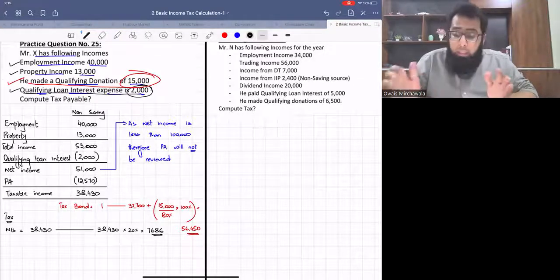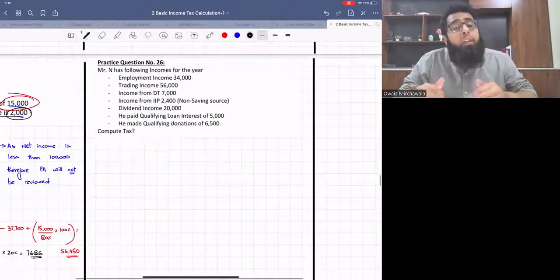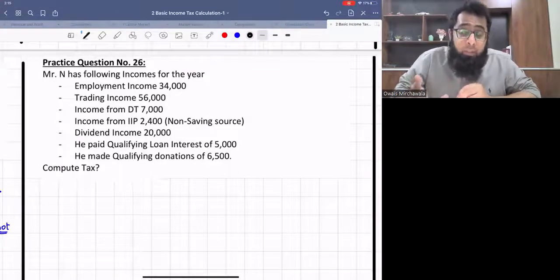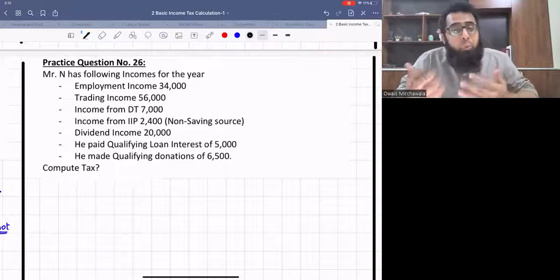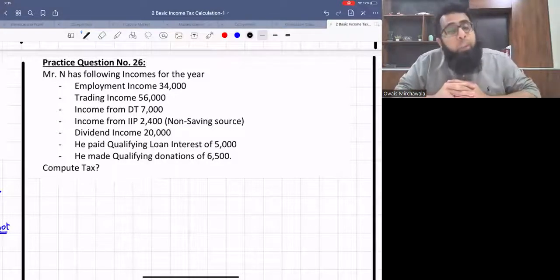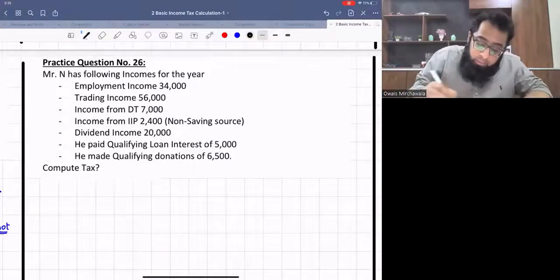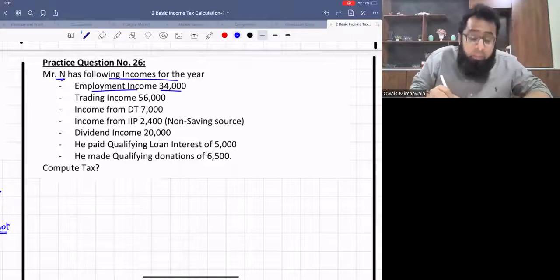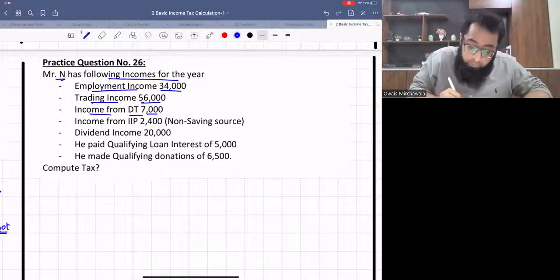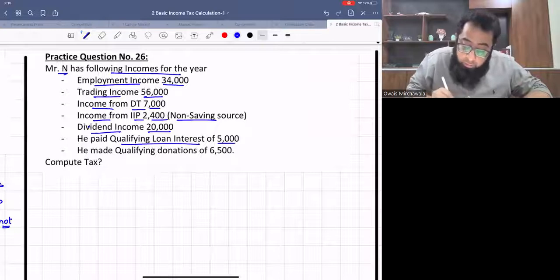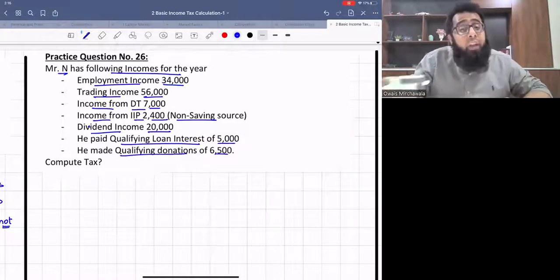Okay. Now we look at one last question in which we'll try and cover most of the rules. We'll keep multiple income heads and we'll do multiple things in this question so that the majority of the concepts get revised. I want you all to concentrate on it. Mr. N has the following incomes: employment income 34,000, trading income 56,000, income from DT 7,000, income from IIP 2,400, non-saving source, dividend income 20,000. He paid qualifying loan interest of 5,000 and qualifying donation of 6,500.